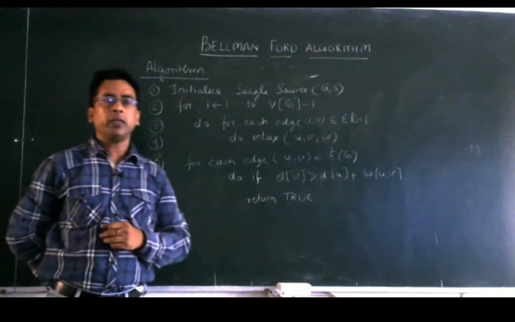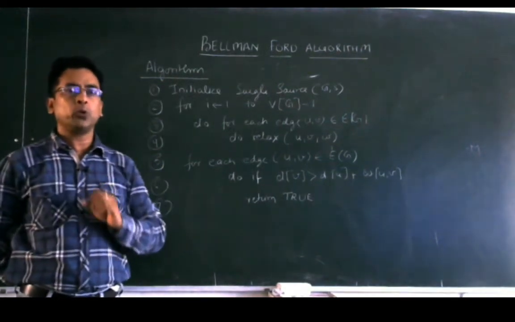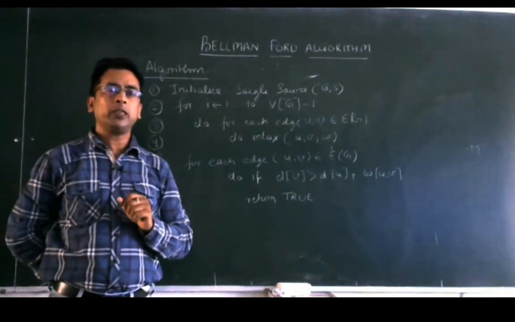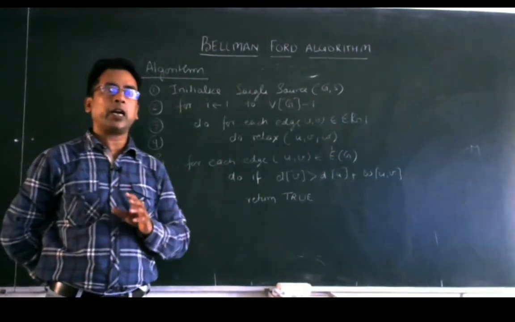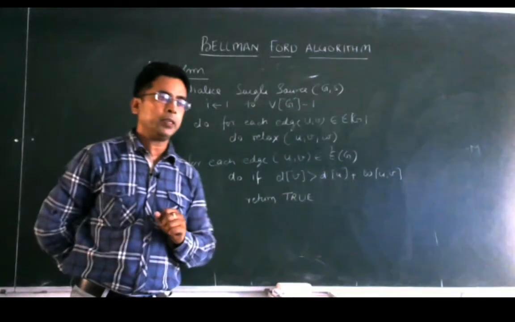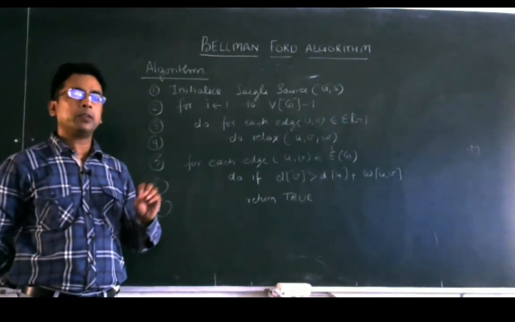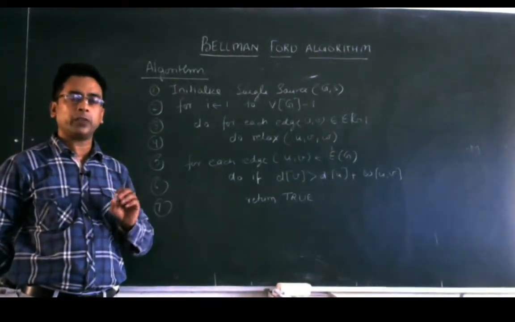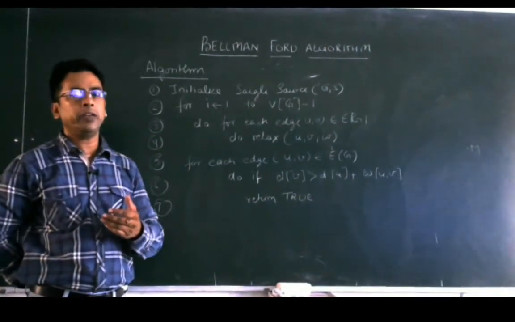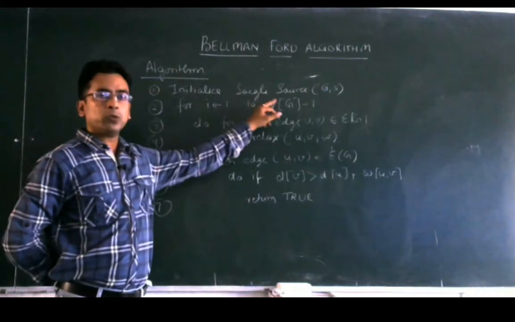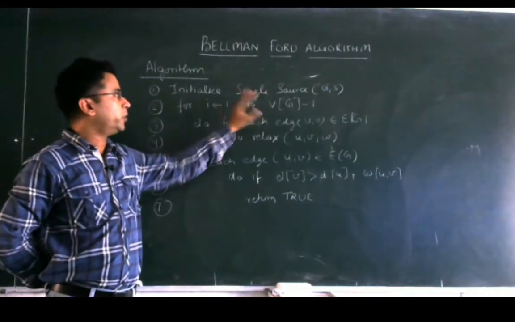In the Bellman-Ford algorithm, what we do is we consider the source point, and the source point starts with a value 0. And the rest of the vertices in the graph are initialized with a value infinity. The node we consider as the source starts with a value 0, and the rest of the vertices start with a value infinity. Initialize single source, we have started with a source.